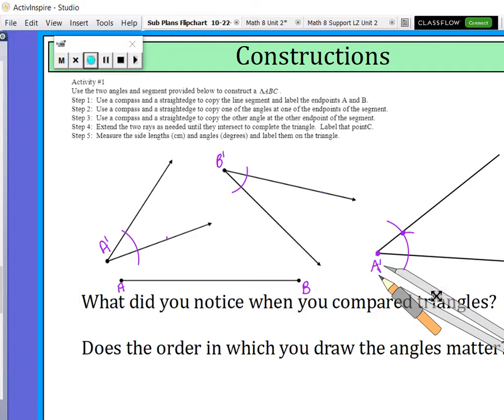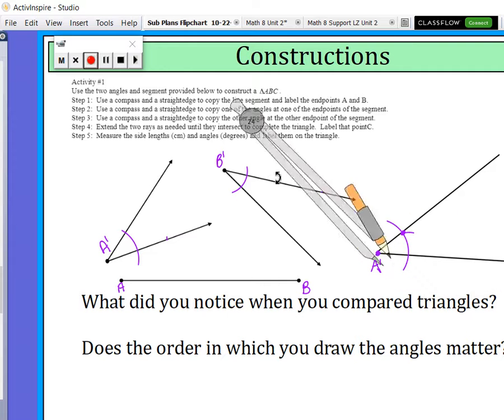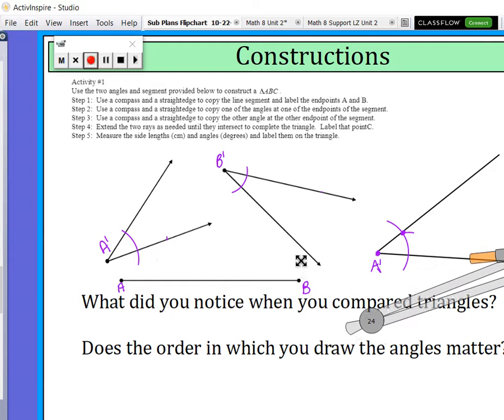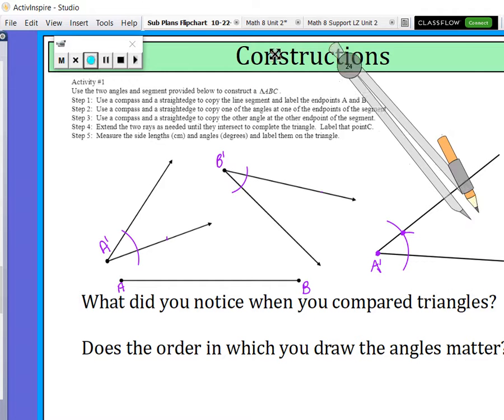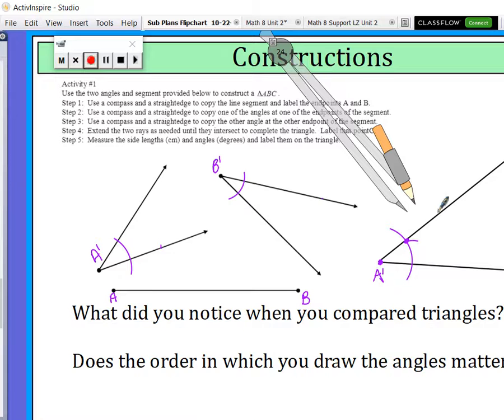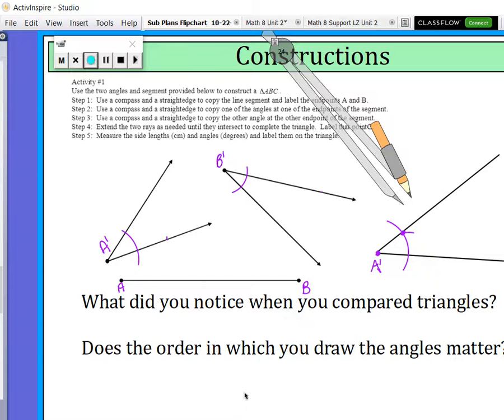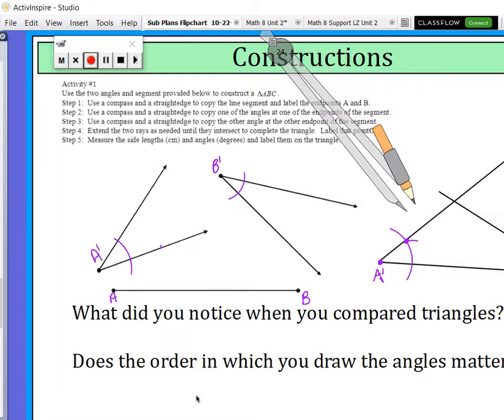I'm now going to bring that length over to angle B and line it up over here and copy that arc for angle B. So now you have copied that angle. You're going to use a straight edge to extend through B prime and the point you just created, and you now have your triangle. If you compare your triangle with the person next to you, what do you notice when you compare those? You should notice that they are congruent triangles.